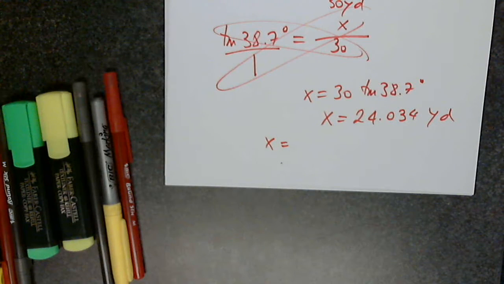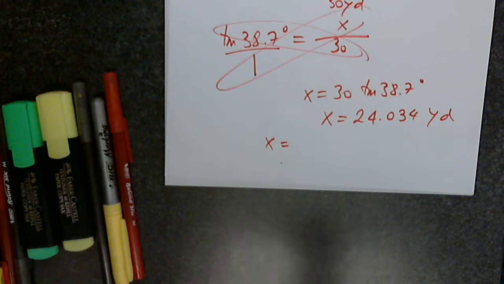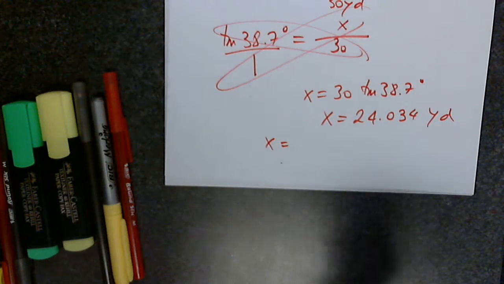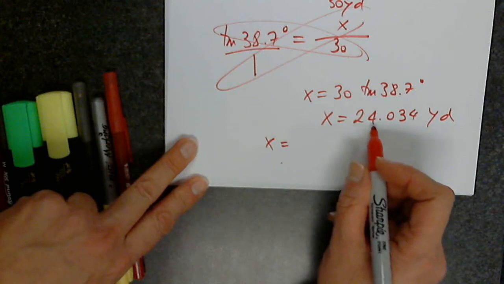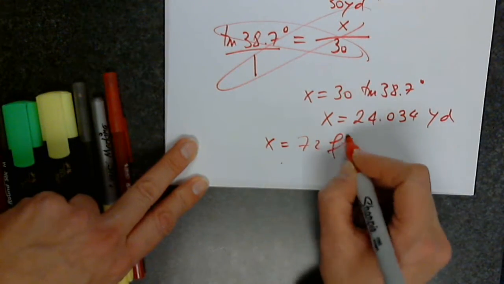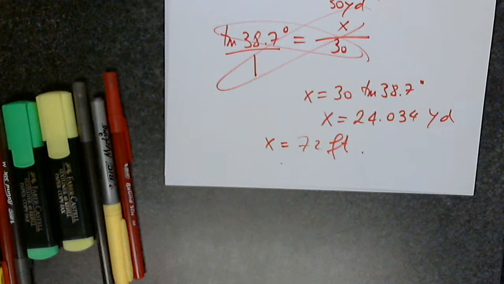I'm looking to see anybody who remembers how many feet in a yard. Okay, then. Are you sure? Oh, 3, not 30. I thought I heard 30. So 3 times 24, 72 feet. Okay, 5.8. Moving on.